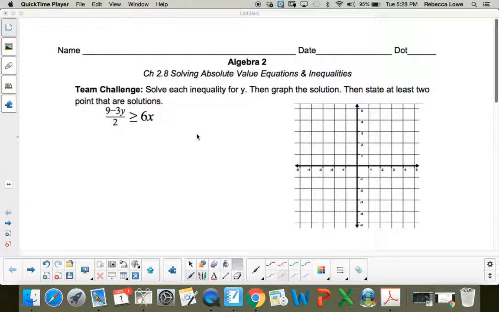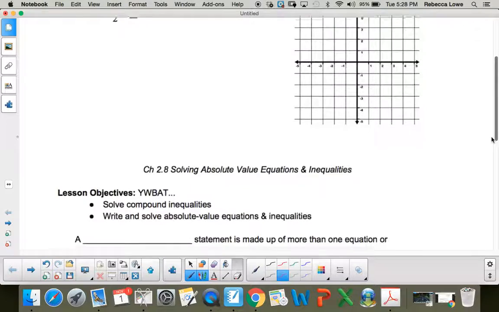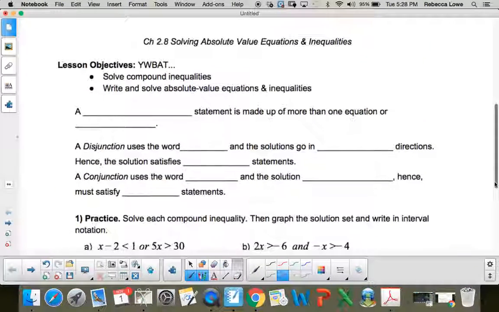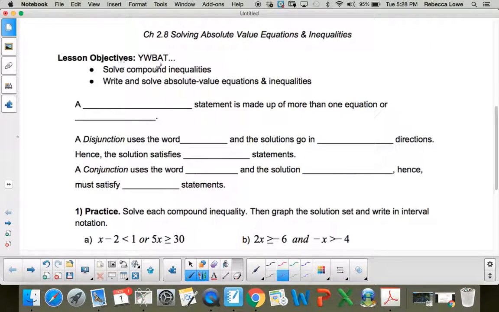Hi, it's Mrs. Lowe. This is the video on Chapter 2.8, Solving Absolute Values, Equations, and Inequalities. You guys have already done the team challenge, so we're going to move right down into the lesson, which is on solving compound inequalities and writing and solving absolute value inequalities.